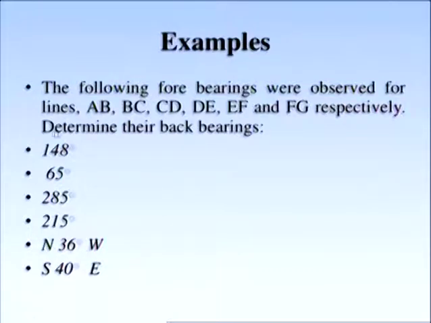Now see a different example. The following bearings were observed for the lines AB, BC, CD, DE, EF and FG respectively. Determine their back bearings. What is back bearing and fore bearing? Again I repeat, the fore bearing is the angle taken in the direction of the progress of the survey, and the back bearing is the angle taken in the reverse direction. Suppose A to B is the fore bearing, then B to A is the back bearing. And we know that the difference between fore bearing and back bearing is 180 degree.